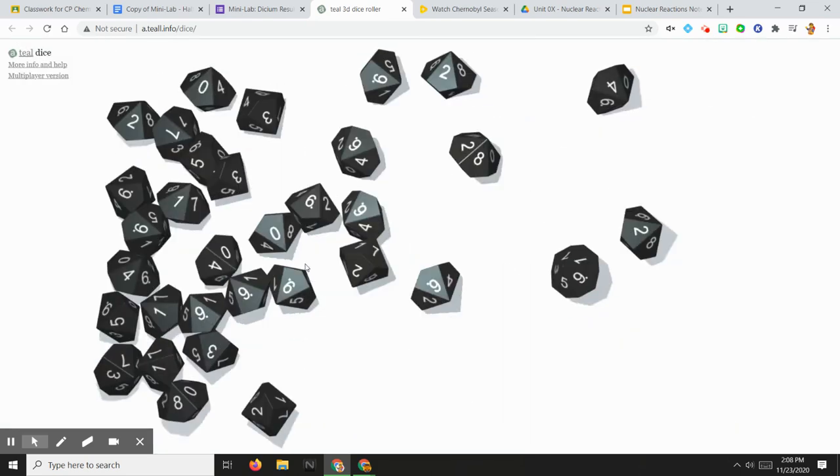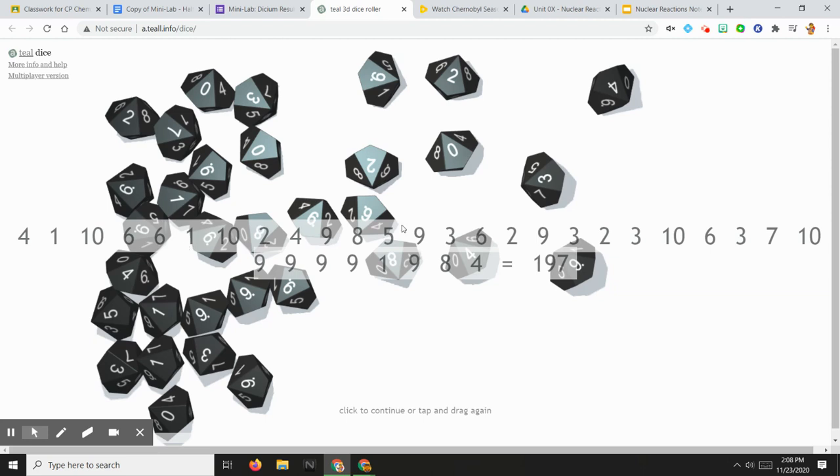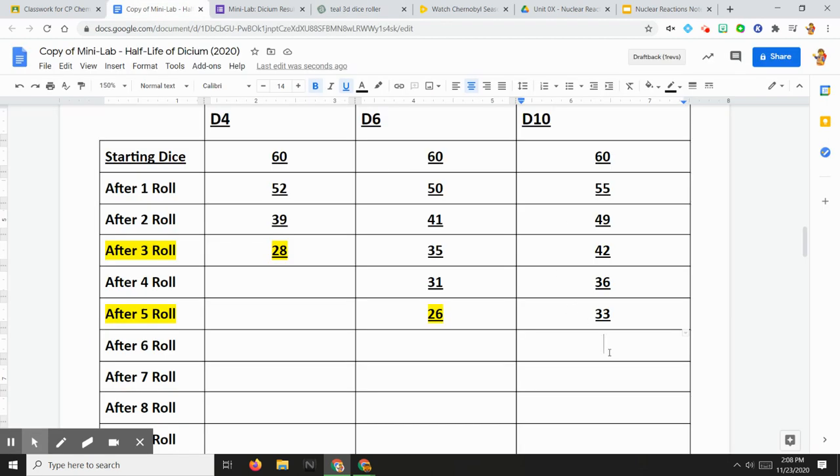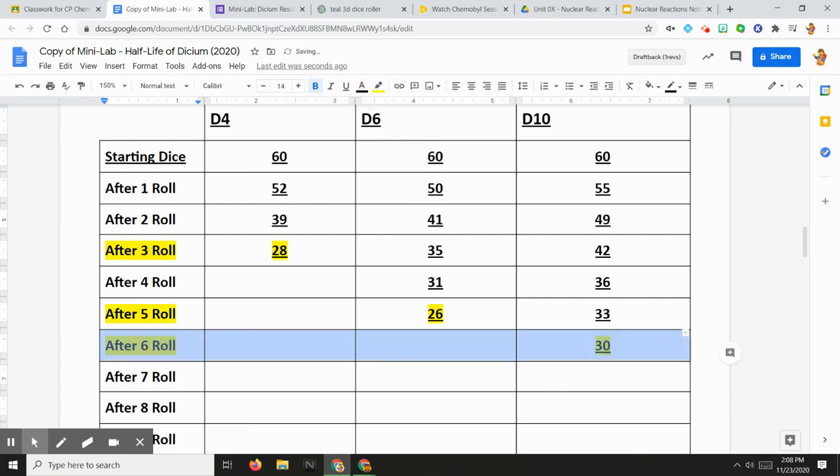Look for these ones. Let's see here. 1, 2, 3. Okay, well, that brings us down to 30. So for the D10, it took us 6 rolls to cut that number in half. And that's what you all should see: 6 or maybe 7, probably around there.